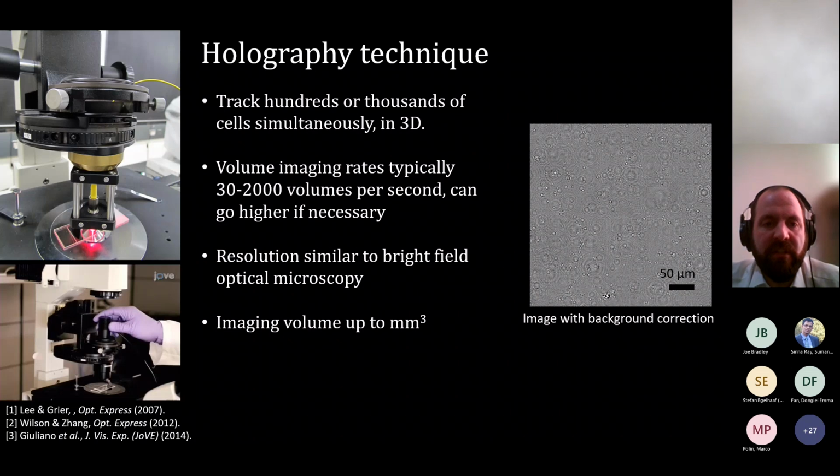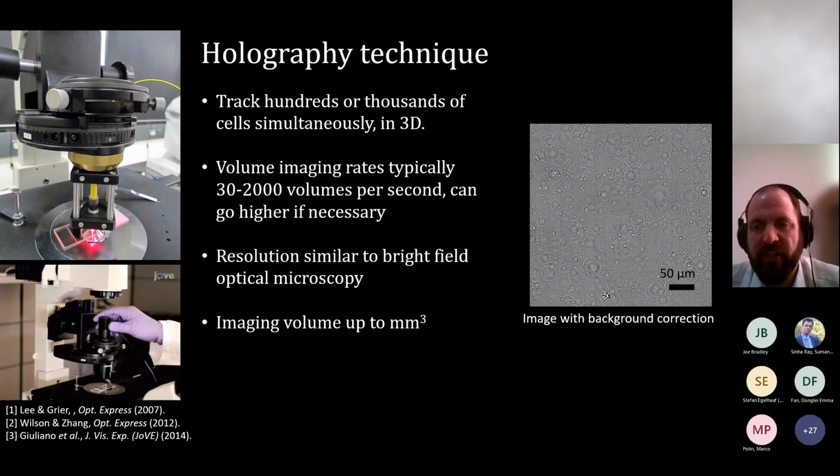So we can image volumes at between 30 and 2000 volumes per second. Those are the typical rates we use. That's simply limited by the camera. So each 2D image we get from the camera contains 3D information about the sample. The resolution is similar to bright field optical microscopy.